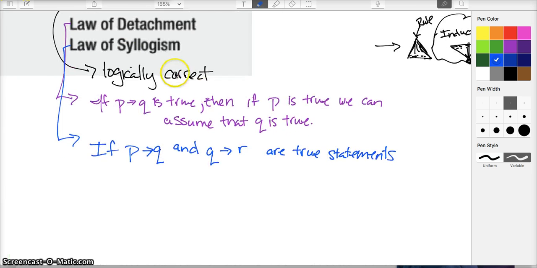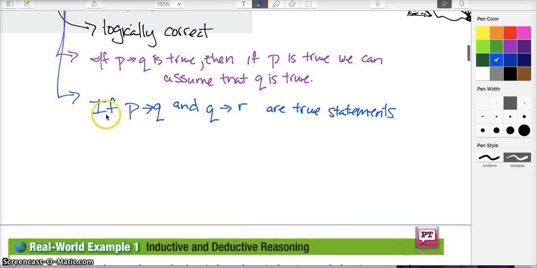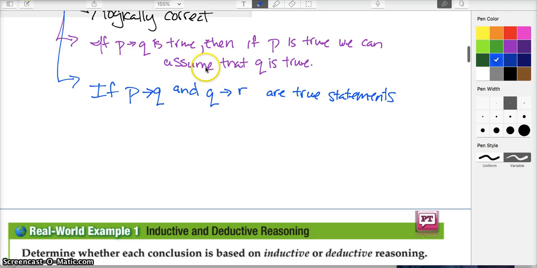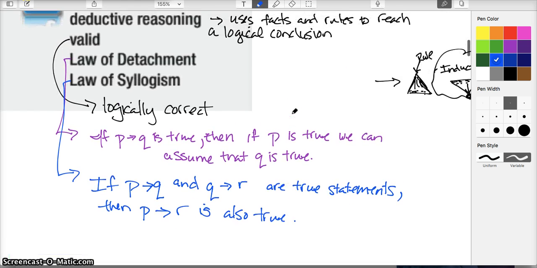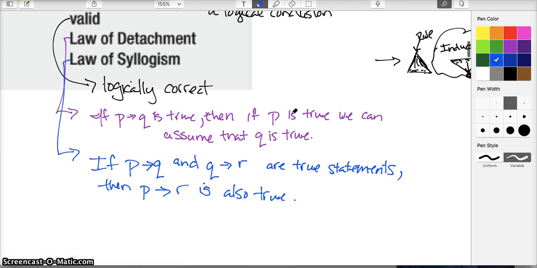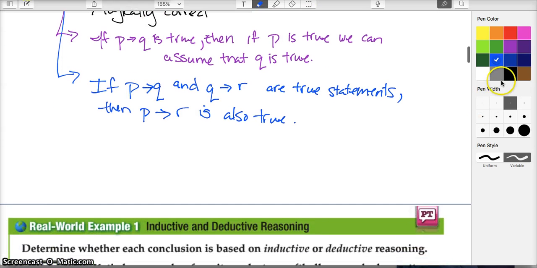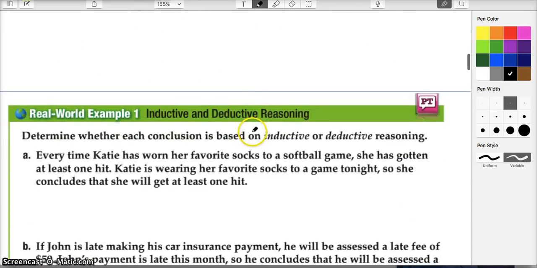One more time, our law of syllogism says if P implies Q and Q implies R are both true statements, then what was the conclusion? Do you remember? Then P implies R is also true. All right, hopefully that makes sense. And of course, anytime we have anything that's kind of weird like this, it's always going to feel better when we do some examples. So without further ado, let's get to a couple of examples.